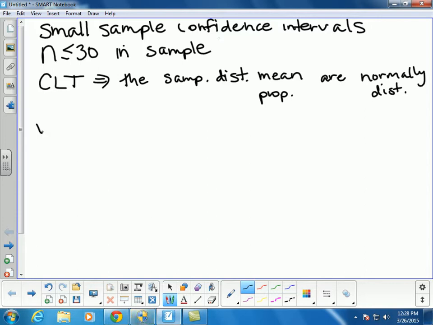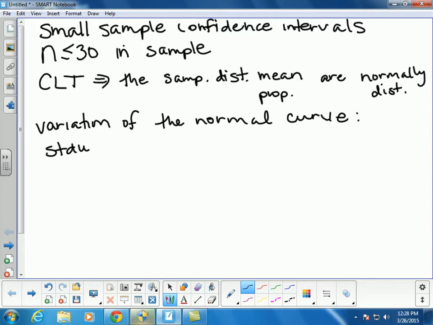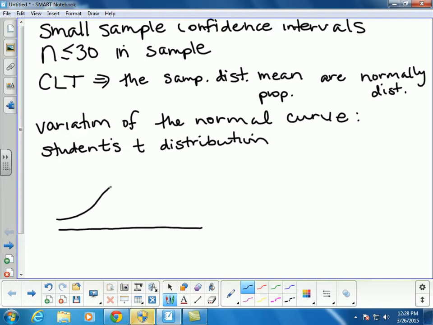So we have to have a variation of the normal curve, and that variation is called the student's t distribution. And it works just like the normal distribution in that it looks like the normally distributed random variables. It's centered around 0. It has standard deviations just like the normal distribution.